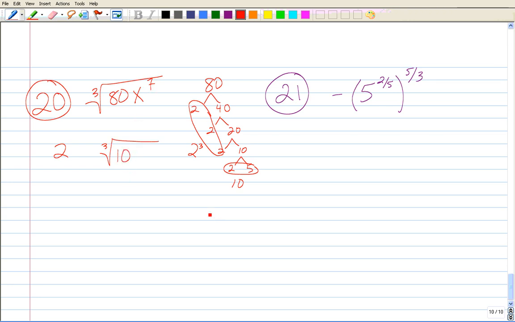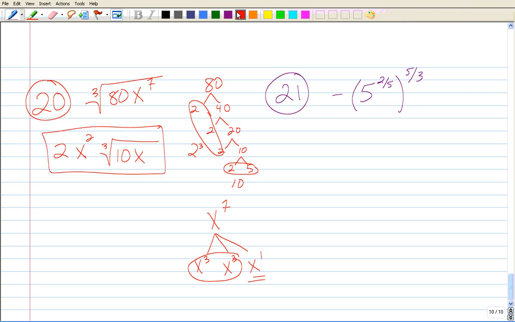Then we have that x to the 7th. And in that x to the 7th we have an x cubed and another x cubed and then an x to the first power. Well, we have 2 of these that we can take out. So here's x squared, and then the one that was left over will stay inside the radical. So there's our simplified answer.